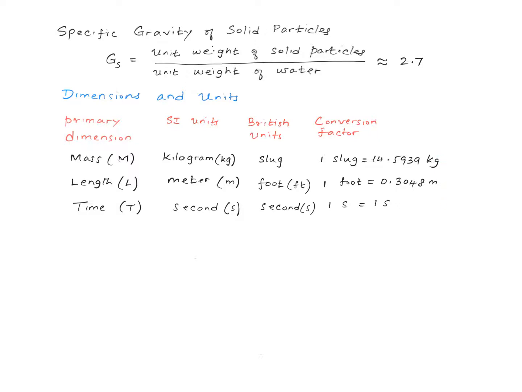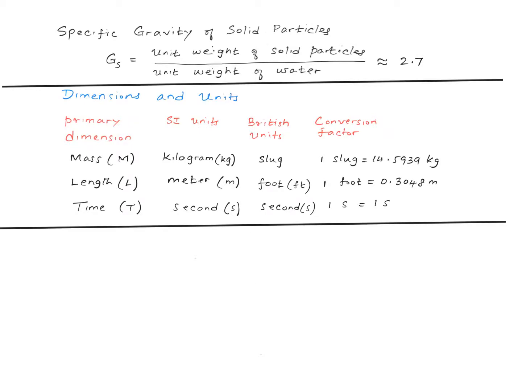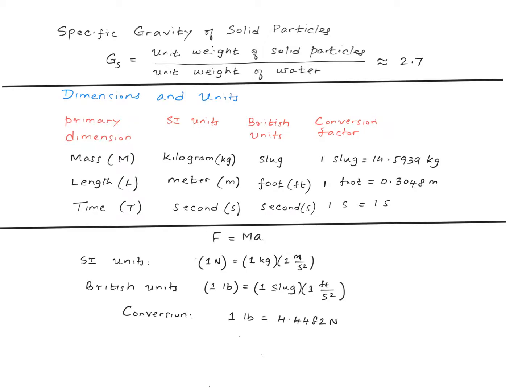And these are the conversion factors between the two systems of units. So what about force? Newton's law, F equals ma, serves as the basis for the answer to this question. In SI units, if you have 1 kilogram accelerating at 1 meter per second squared, the corresponding force will be 1 Newton. And in British units, if 1 slug is accelerating at 1 foot per second squared, the corresponding force will be 1 pound. The conversion between pound and Newton is this.